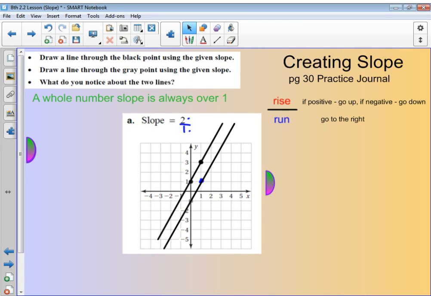Okay, and what do you notice about those two lines? They're parallel to each other, and they're never going to run into each other. So if you have two lines that have the same slope, both of those slopes are parallel. They're never going to run into each other. Okay, so let's go ahead and try another one of these.